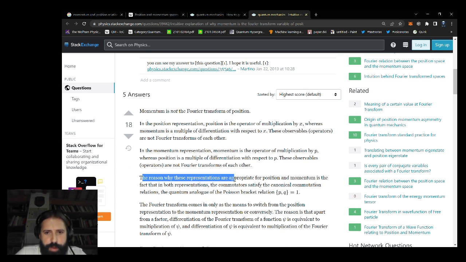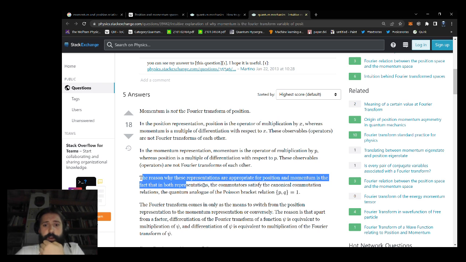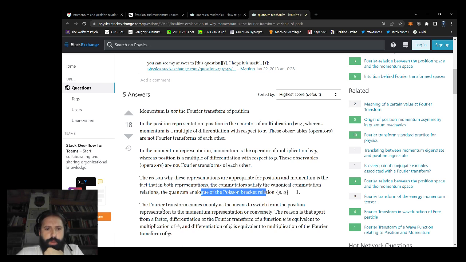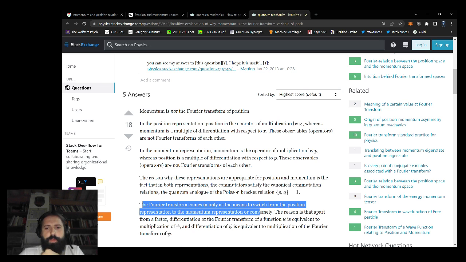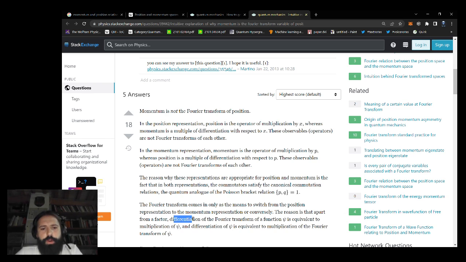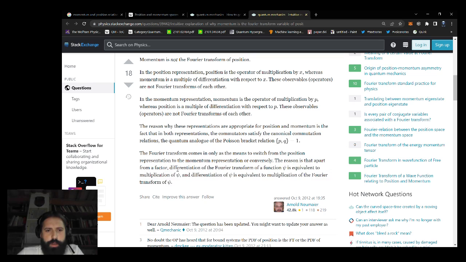The reason why these representations are preferred for position and momentum is the fact that in both representations, the commutator satisfies the canonical condition, the quantum analog of the Poisson bracket. The Fourier transform comes in only as the means to switch from the position representation to the momentum representation, or conversely. The reason is that, apart from a factor, differentiation of the Fourier transform of a function is equivalent to multiplication. So it's just used as a tool. The differentiation of the Fourier transform of a function is the equivalent to multiplication of psi and differentiation of psi.